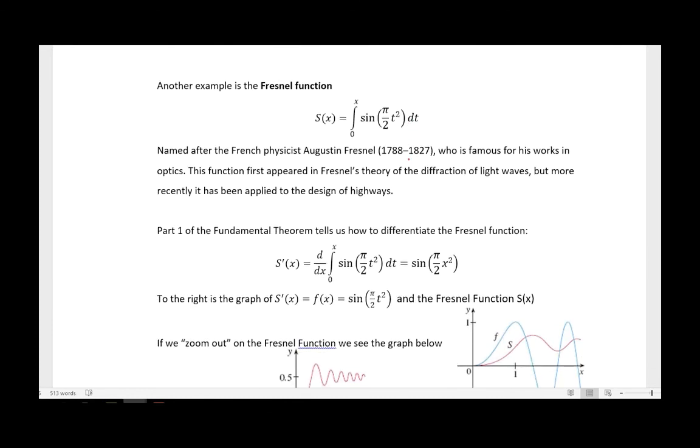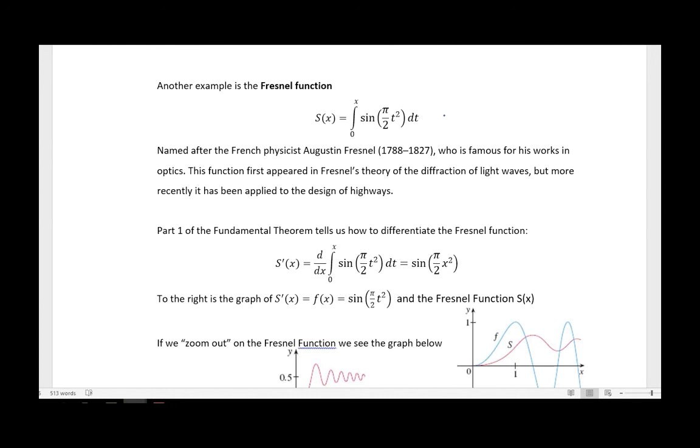Another classic example here in a Calc 1 course would be to look at what we call the Fresnel function. So the Fresnel function is an integral defined function as well. We can see S of x is the integral of sine of basically x squared. Let's ignore the pi over 2 for a second. We're integrating sine of t squared dt. There is no technique of integration that we know up to this point where we could find the antiderivative of sine of x squared.